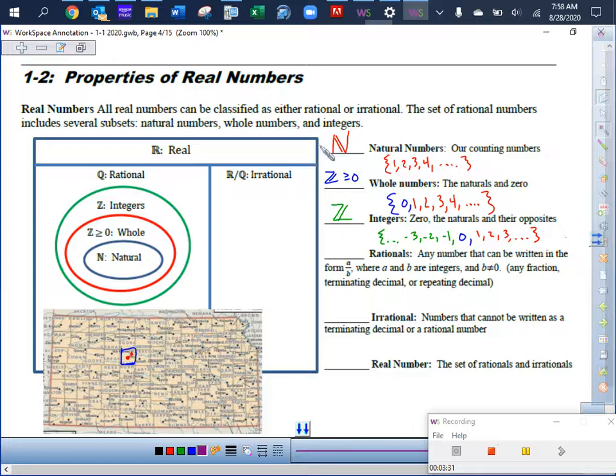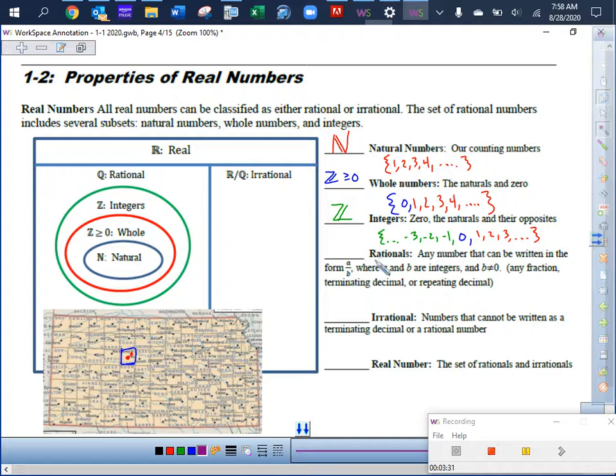So every natural number is an integer. Every whole number is an integer in that case. But the integers just have a little more. Just like Hays is in Kansas and Ellis County is in Kansas, there's also a little bit more stuff going on in that. So the integers are like Kansas, the whole numbers are like Ellis County, and Hays is like the natural numbers. They're fitting inside of each other as sets.